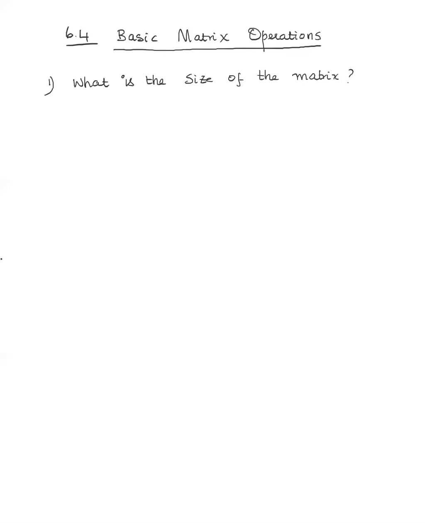So section 6.4 is about basic matrix operations. First we are going to start with the size of the matrix. The size always represents rows by columns, so you have to write the number of rows first and then the number of columns.